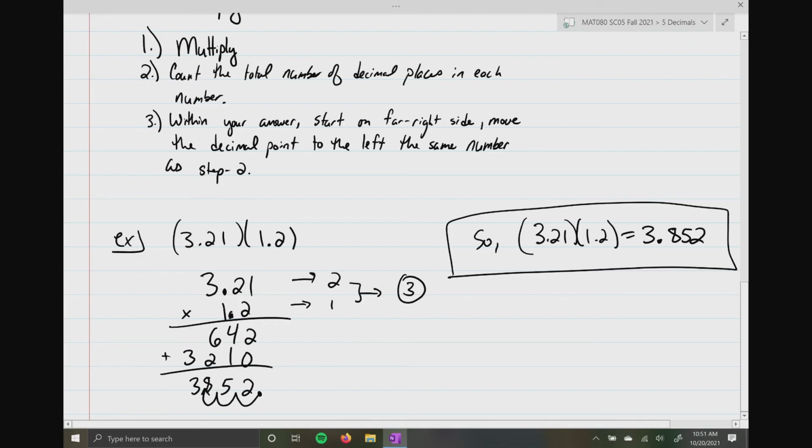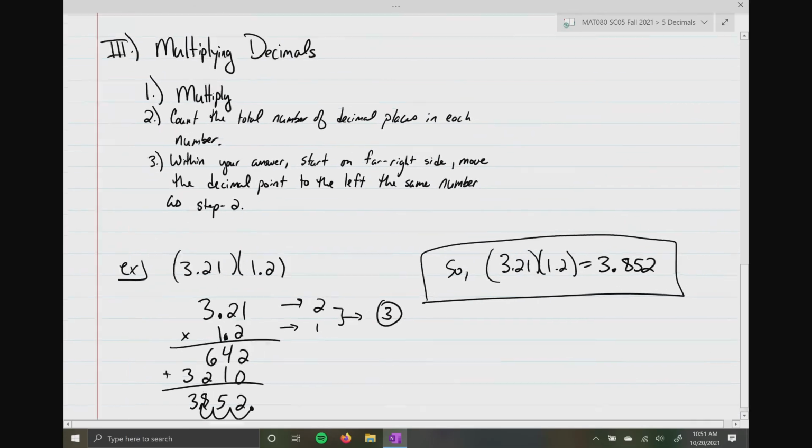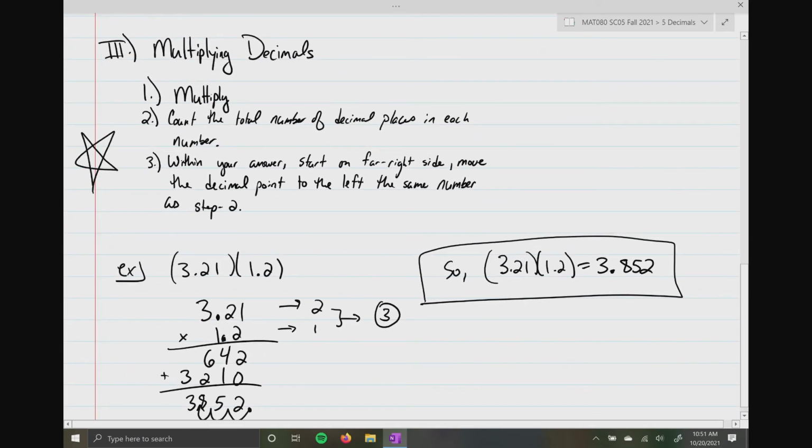Does that make sense? That's as hard and as easy as it gets. All you got to know are those 3 steps. Remember, that's what I test you on. I can give you a limitless amount of problems with multiplying decimals. If you know the 3 steps, doesn't matter what numbers I give you, you know how to do it. Okay? Let's try one more before class is over.